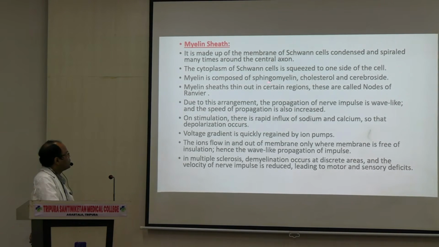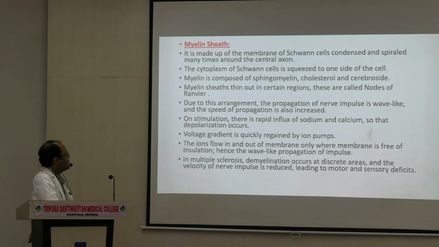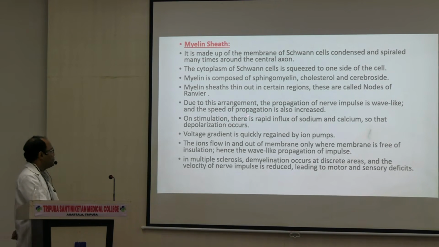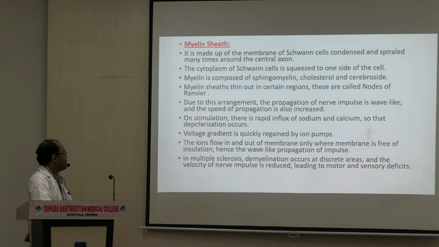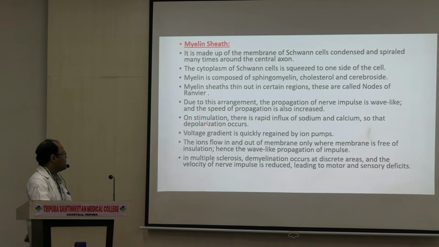Myelin is composed of sphingomyelin, cholesterol, and cerebrosides. The myelin sheath thins out at certain regions called nodes of Ranvier. Due to this arrangement, propagation of the nerve impulse is wave-like, and the speed of propagation is also increased. On stimulation, there is rapid influx of sodium and calcium, so that depolarization occurs.